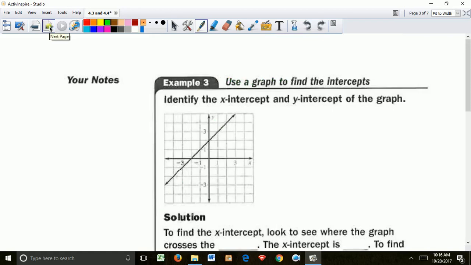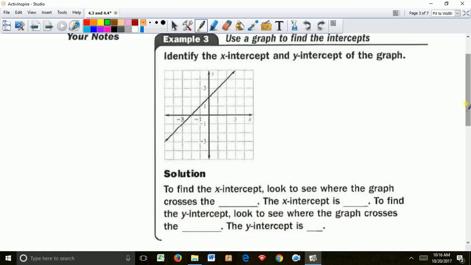Example 3, you can use a graph to also find the intercepts. Here they just want you to identify the x-intercept and y-intercept of the graph. Going to find the x-intercept first, in the green, note that's going to be the point (-2, 0). And then looking for the y-intercept where the graph crosses the y-axis, we're at the point (0, 2).